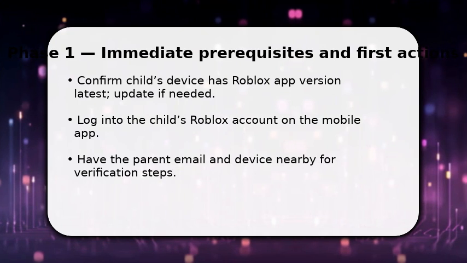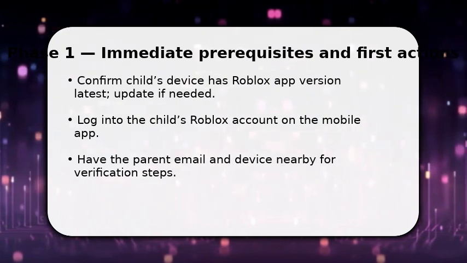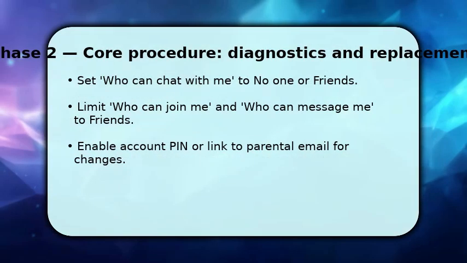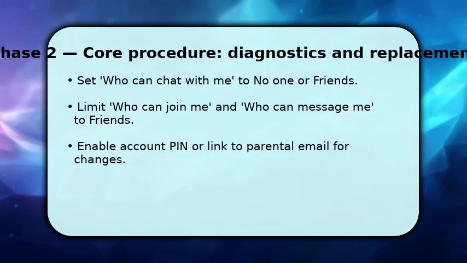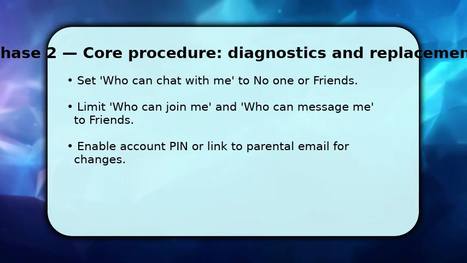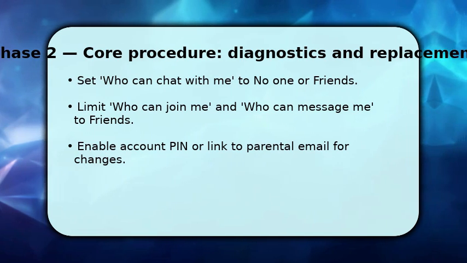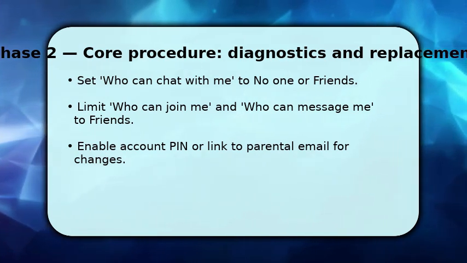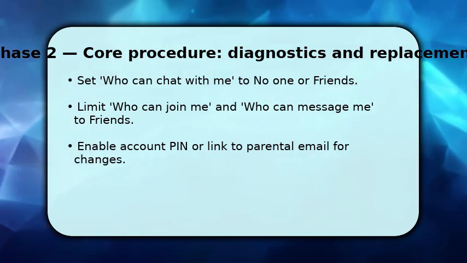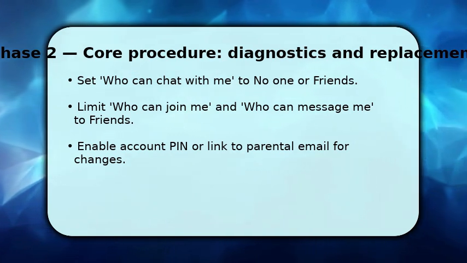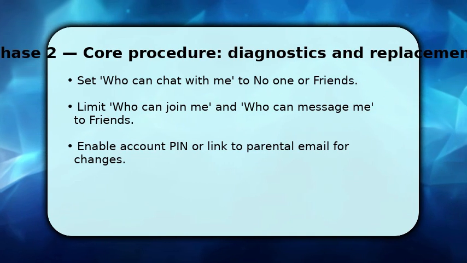Now that the app and accounts are ready, proceed to adjust Chat, Friend, and Content filters. You'll now change the middle settings that matter most. In Privacy, set who can chat with me to no one or friends, depending on age. Then restrict who can message me and who can join me to friends only. This blocks unknown players. Once this is done, create a 4-digit account PIN or confirm the parent email to lock settings. This prevents kids from reverting choices.